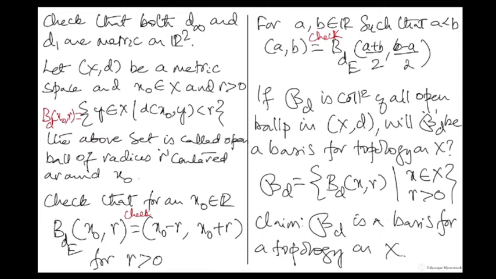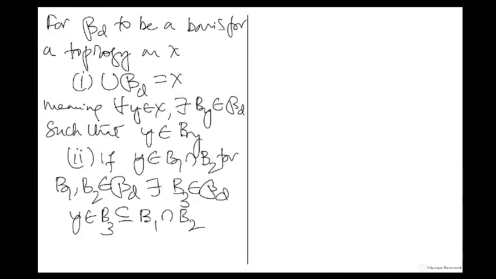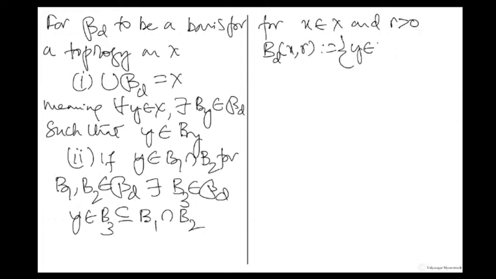So before even going there, note that for x in X and r greater than 0, B_d(x, r) is basically all those points y in X such that the distance between y and x is less than r. This is how an open ball is defined.